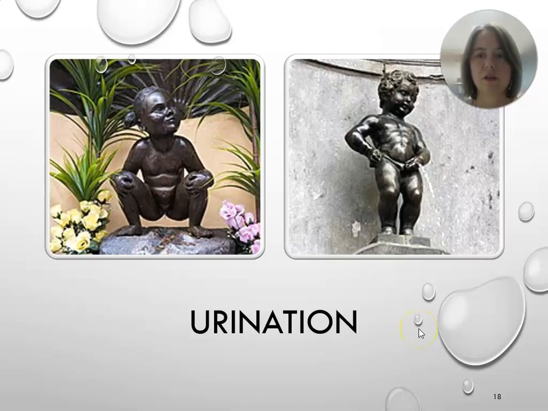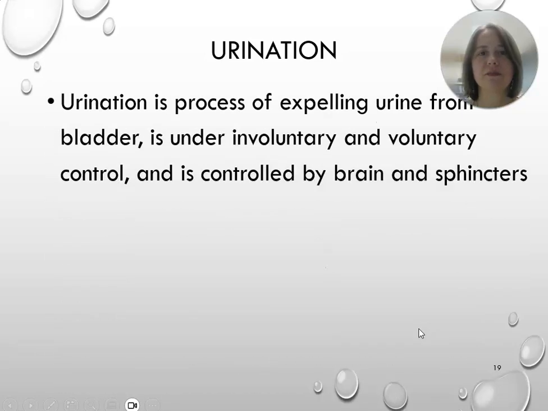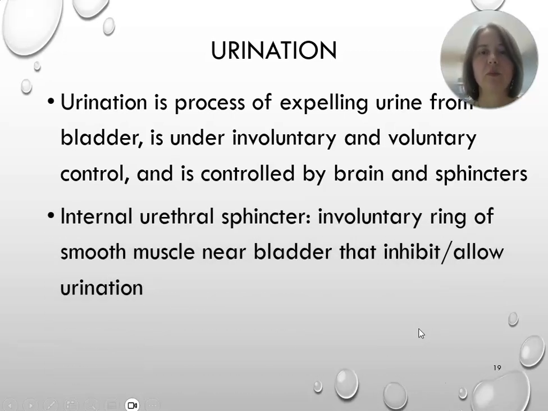And today we're talking about the process of urination first, and then how your body maintains homeostasis. So as you know, the process of expelling urine from the bladder is under involuntary and voluntary control. So muscles, and then also sphincters, which are muscular valves, like rings of muscle that open and close.